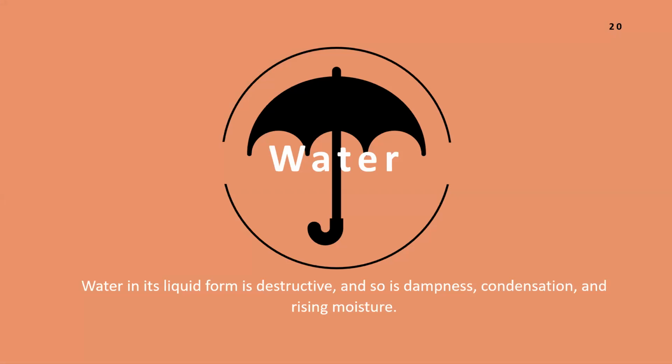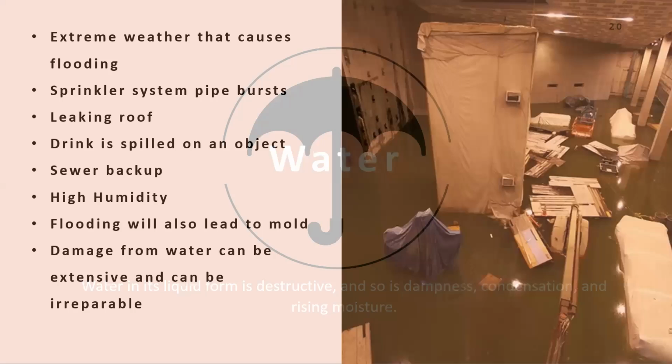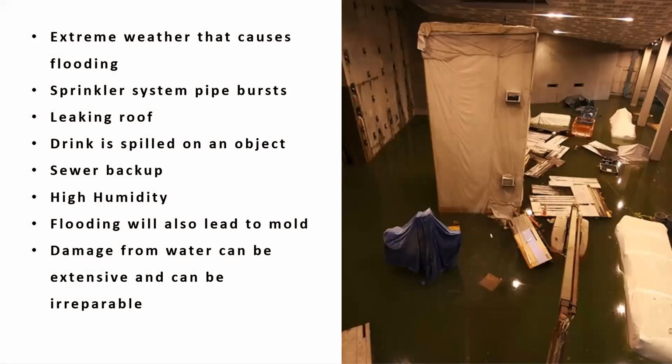So the next agent we will talk about is water. And water in its liquid form is destructive, but also when it's introducing dampness, condensation, and rising moisture into the collection space. And so how water can get in is through extreme weather that causes flooding in your facility. Maybe a sprinkler system pipe bursts, a leaking roof, and something as small as a drink is spilled on an object, maybe during an event. A sewer backup, high humidity is also how it can get in.